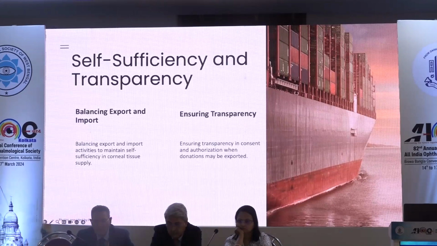We know that some parts of the country have a lot of corneas and other parts of the country, like the Northeast, don't have corneas. So at least the distribution should be well managed, the supply chain system should be well managed, so that everyone receives the corneas and our country becomes self-sufficient in terms of corneal transplantation.